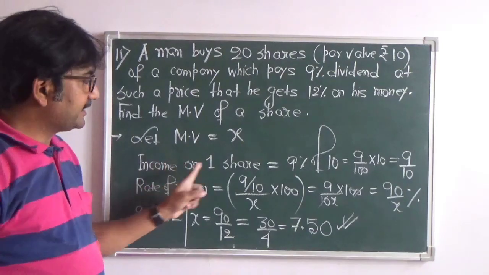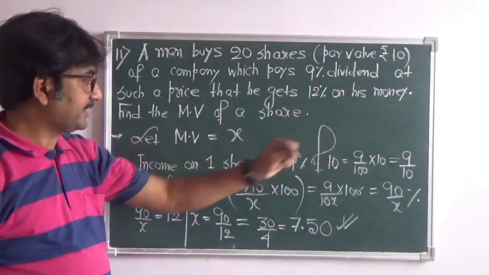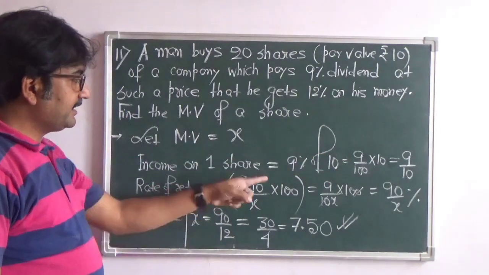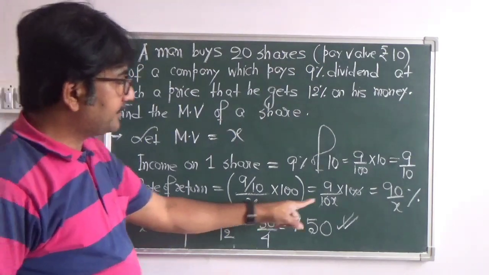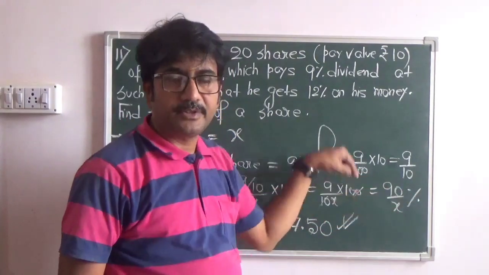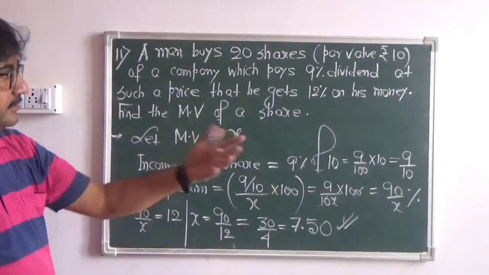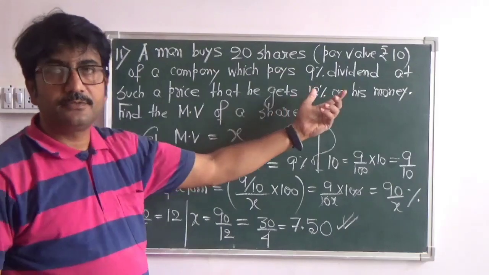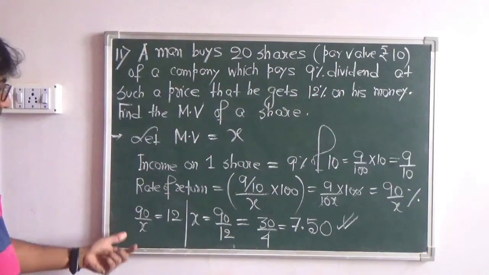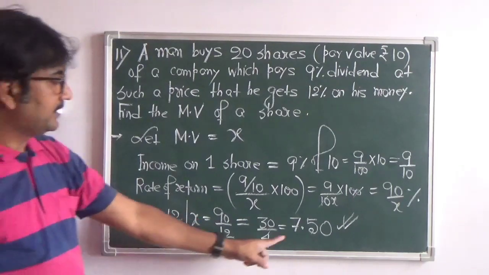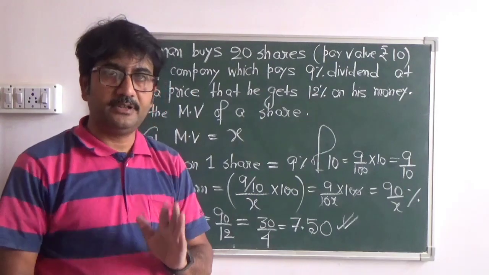Now first you calculate the income on one share, that is 9%, the dividend percent of the face value, that is coming to 9 by 10. Now rate of return is the income on one share divided by the market value into 100, and that comes to 90 by x percent. So this is the rate of return, or the income percent, or the profit percent. And this rate of return given in the question is 12%. So comparing, 90 by x will be equal to 12, so x finally is rupees 7.50. That means the market value of the share is 7.50.